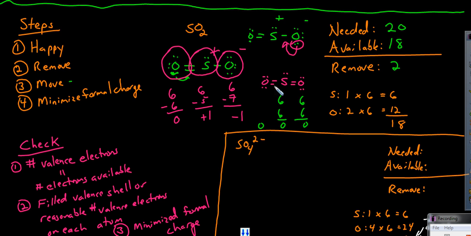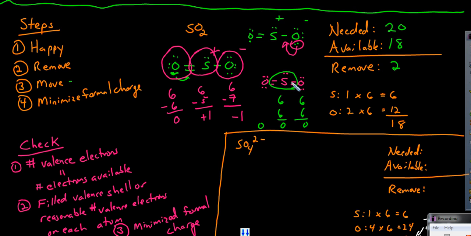But wait a minute. Haven't we broken one of the rules here? Do we have a filled valence shell around the sulfur? Is there a full octet? Well, no, actually, it no longer has a full octet. Though the oxygens do, 2, 4, 6, 8 electrons around the oxygens. The sulfur has 2, 4, 6, 8, 10 electrons around it.